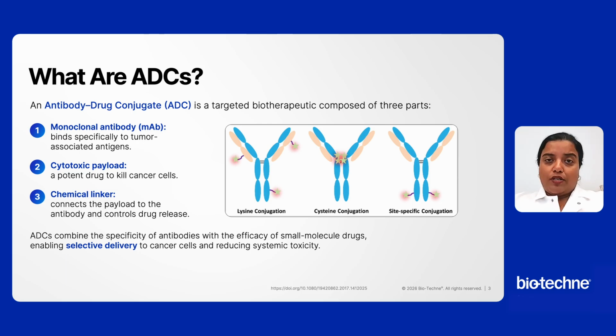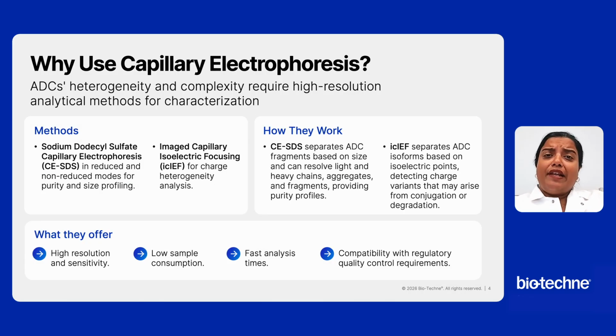Why use capillary electrophoresis for ADC analysis? ADCs' heterogeneity and complexity require high-resolution analytical methods for characterization. Now, capillary electrophoresis is a powerful analytical technique which is widely used for analyzing antibody drug conjugates due to its high resolution and sensitivity, as CE provides excellent resolution and sensitivity in detecting differences in charge and size. ADCs often exist as a heterogeneous mixture, so CE can identify and quantify the distribution of conjugated and unconjugated species in the sample.